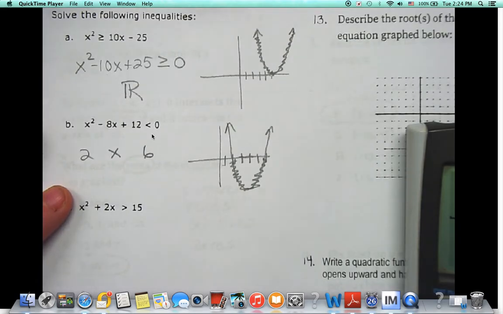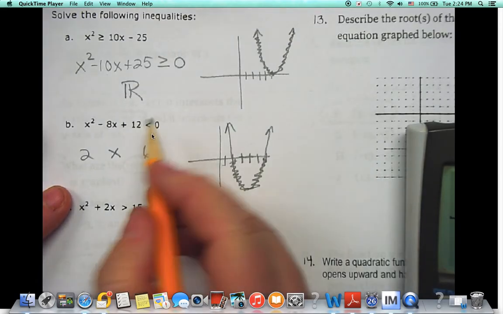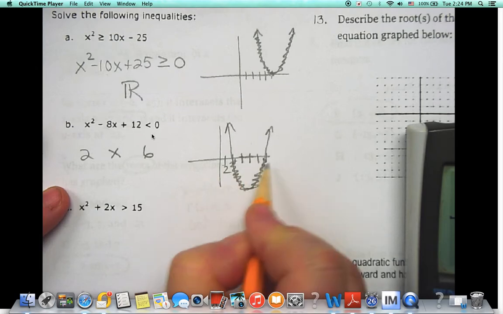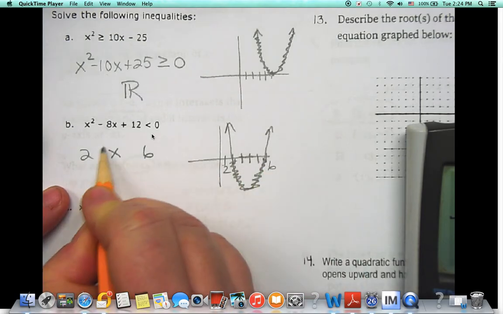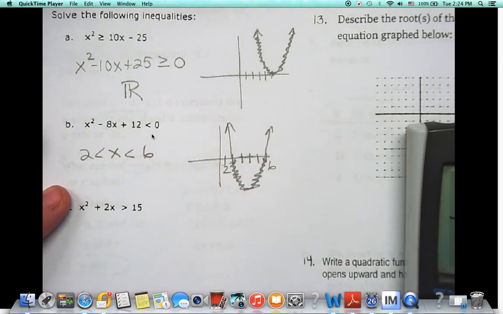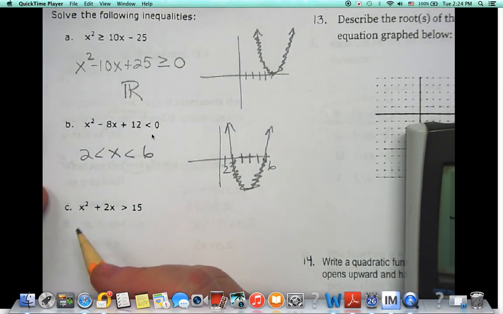And what signs do you use? Nope. You use less than. Because 2 is less than 6, we use less than. Oh, I did that. Just called it different. Okay.